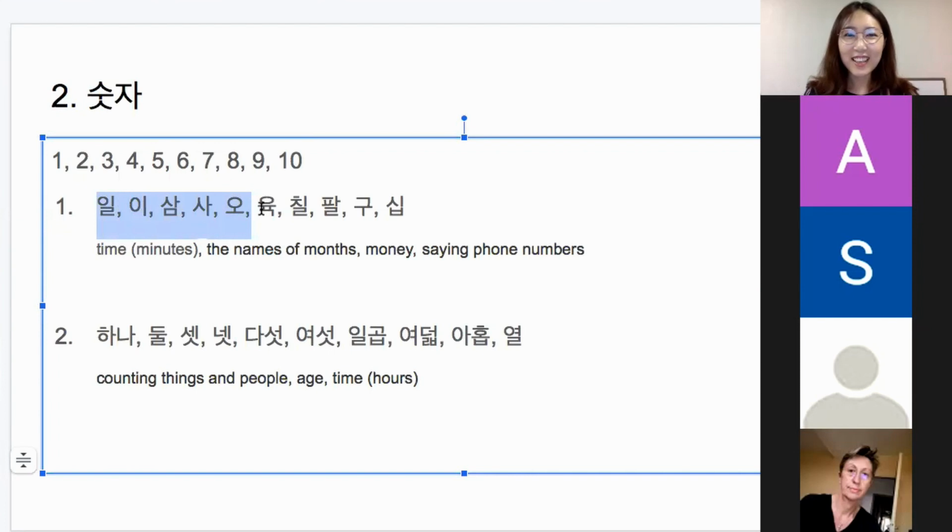Okay. And then 6, 7, 8, 9, 10. We call this one 6, 7, 8, 9, 10. 6, 7, 8, 9, 10.